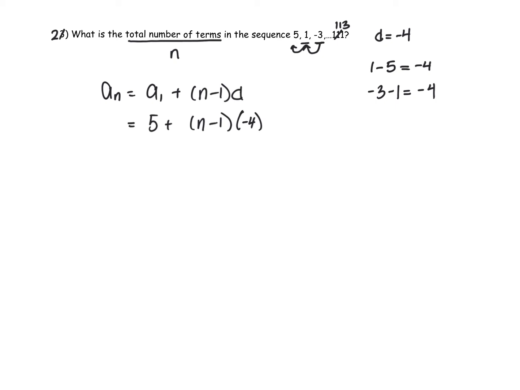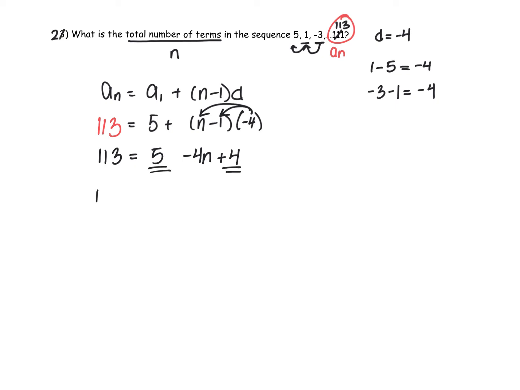Now, what is the value of a sub n? So a sub n is the nth term. So the nth term is this ending value. So you can label this as a sub n. So put that in as 113. And then all we have to do is solve. So even though the negative 4 is on the back, we can still distribute. So negative 4 times n is negative 4n. Negative 4 times negative 1 is positive 4. And we bring down our 113 and our 5.